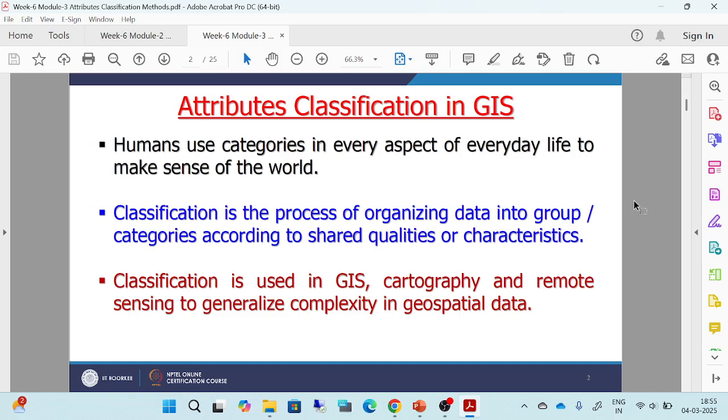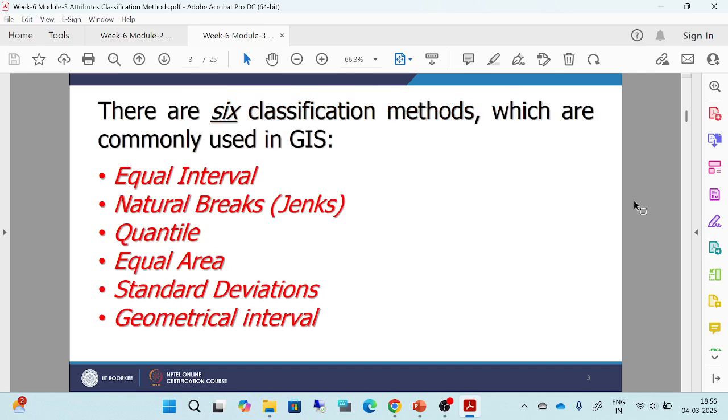Now classification is used in GIS, cartography and remote sensing to generalize the complexity in geospatial data. Geospatial data might be very complex and very intense for somebody who doesn't need that much information. So classification helps you in simplifying that. There are 6 classification methods which are commonly used in GIS. In order to simplify the data set, we use these 6 classification methods. The first one is equal interval. Then you have natural breaks or Jenks, quantile, equal area, standard deviations, geometrical interval, all these things.